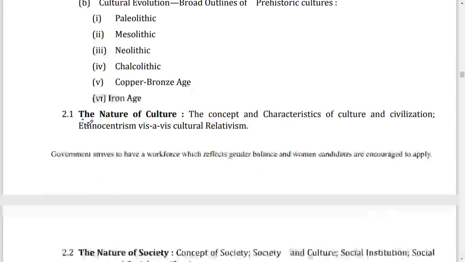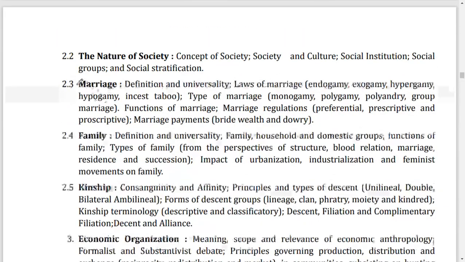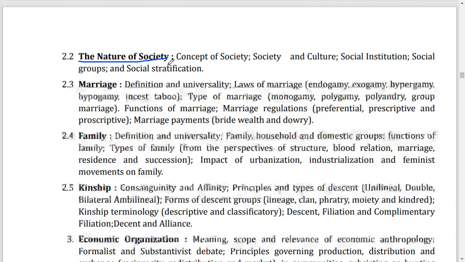2.1 The nature of culture. The concept and characteristics of culture and civilization. Ethnocentrism vis-a-vis cultural relativism. 2.2 The nature of society. Concept of society, society and culture, social institution, social groups and social stratification.